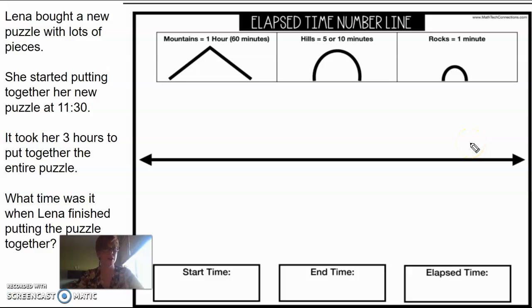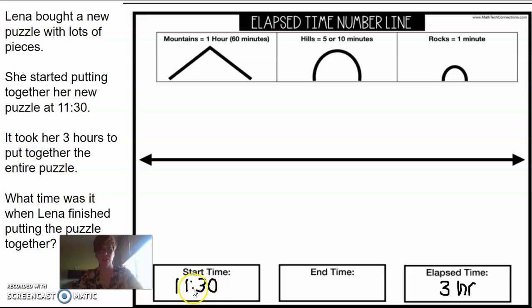It says Lena bought a new puzzle with lots of pieces. She started putting together her new puzzle at 11:30. It took her 3 hours to put together the entire puzzle. What time was it when Lena finished putting the puzzle together? What I'm going to do is I'm going to pause the video. I want you to write down the start time and the elapsed time because they gave that to us.